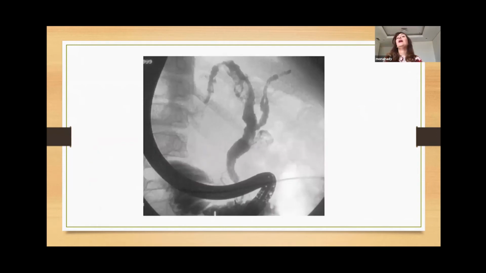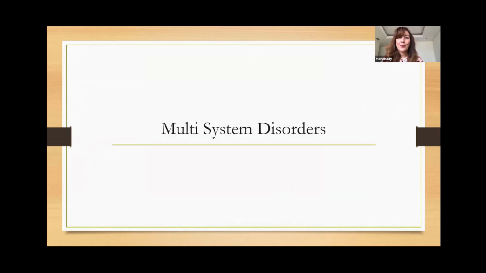This is just an ERCP showing the cholangiopathy in a child with immune suppression and cryptosporidium cholangitis. So it's very important to look for cryptosporidium aggressively in cases with liver dysfunction and jaundice associated with immune deficiency. Next. What about multi-system disorders? What are the multi-system disorders? Next.